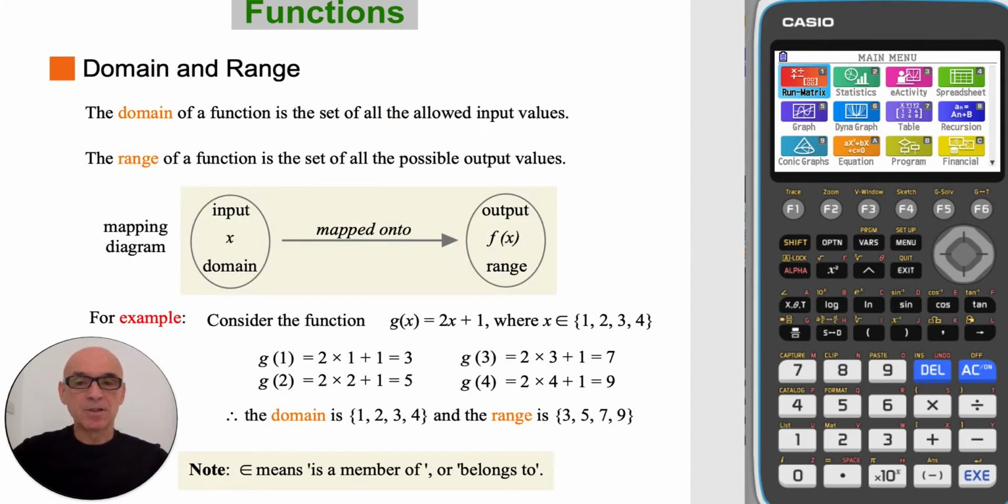The domain of a function is the set of all the allowed input values, and the range of a function is the set of all the possible output values. In a mapping diagram, the domain, or the input values, are shown on the left-hand side of the diagram, and the range, or the output values, are shown on the right-hand side of the diagram.